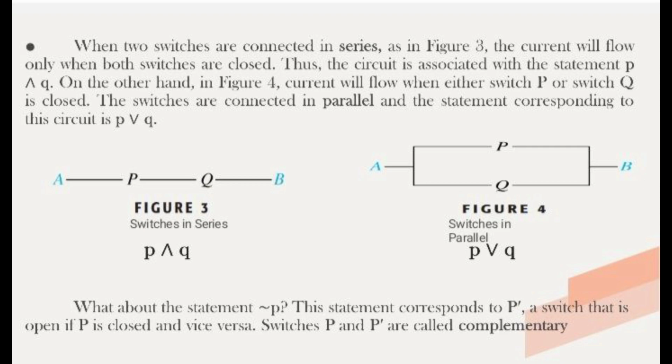When two switches are connected in series, as shown in figure 3, the current will flow only when both switches are closed. Thus, the circuit is associated with the statement P and Q. On the other hand, in figure 4, current will flow when either switch P or switch Q is closed. The switches are connected in parallel and the statement corresponding to this circuit is P or Q. So what about the statement not P? This statement corresponds to P apostrophe, a switch that is open if P is closed and vice versa. Switches P and P apostrophe are complementary.